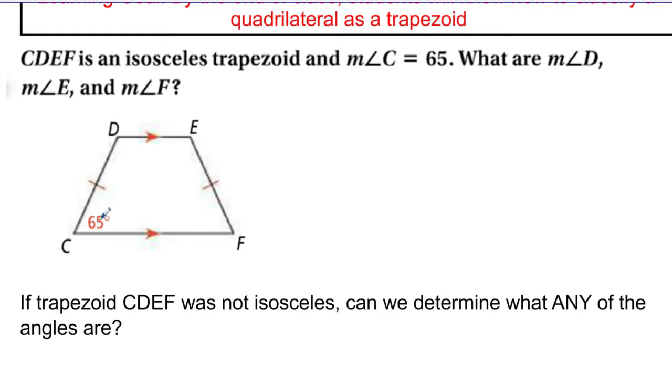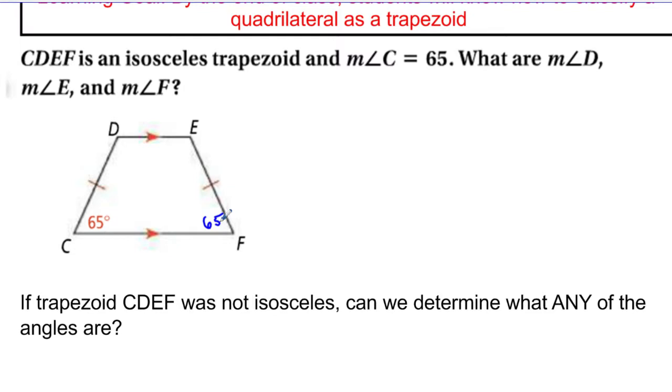So if I'm going to say this 65 is paired up with angle F because they share that parallel line CF, right? One of the two parallel lines. So I'm going to say if this is 65 in an isosceles trapezoid, this one is also 65. So now the question becomes, how do I go from the bottom pieces to the top pieces?